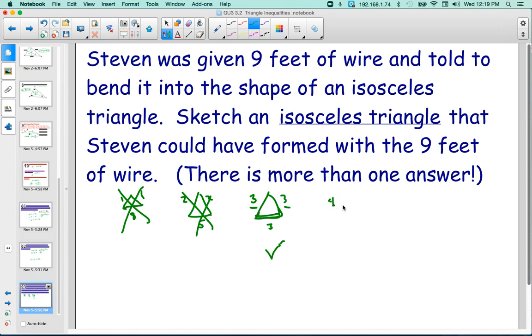Let's see the last one here. Can we do 4, 4, and 1? Does that work? Let's see. 1 plus 4 is bigger than 4. Yep. And then you can do the other direction: 4 minus 4 is 0, and 1's bigger than 0. Yeah, this works. 4, 4, and 1 also works.